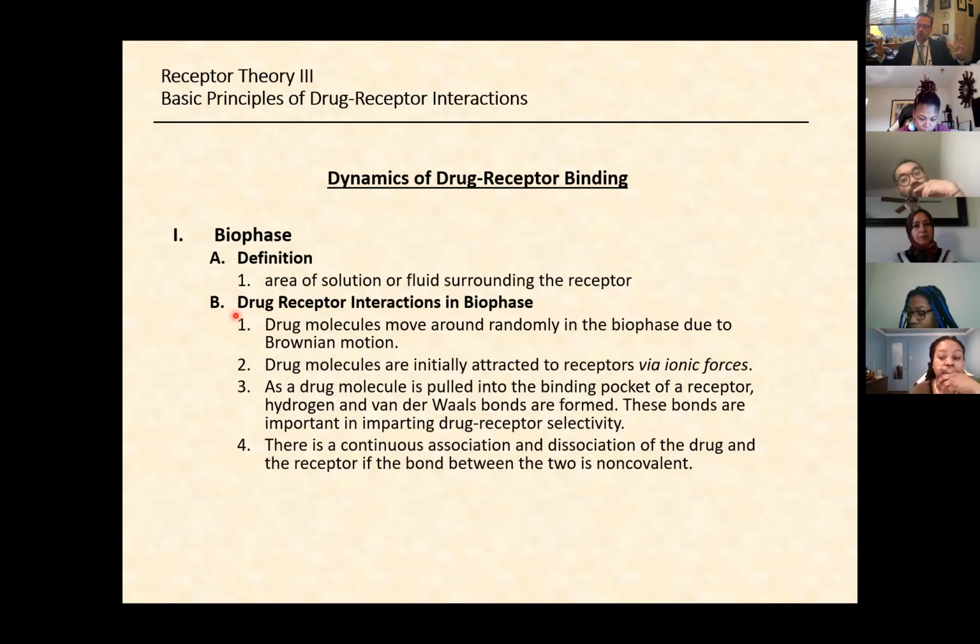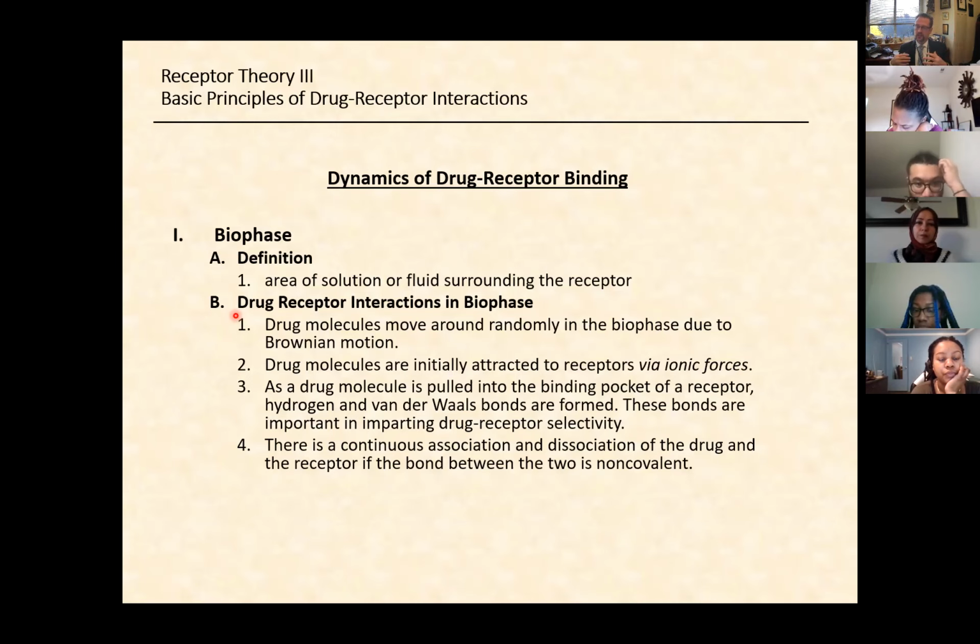Okay, so if you think about a protein receptor, let's say a membrane receptor that sticks out of the surface of a cell membrane and into the extracellular fluid, that protein receptor is surrounded by that extracellular fluid, right? Okay, and the extracellular fluid that is right around the receptor is typically referred to as the receptor biophase, and this is where drug receptor interactions occur.